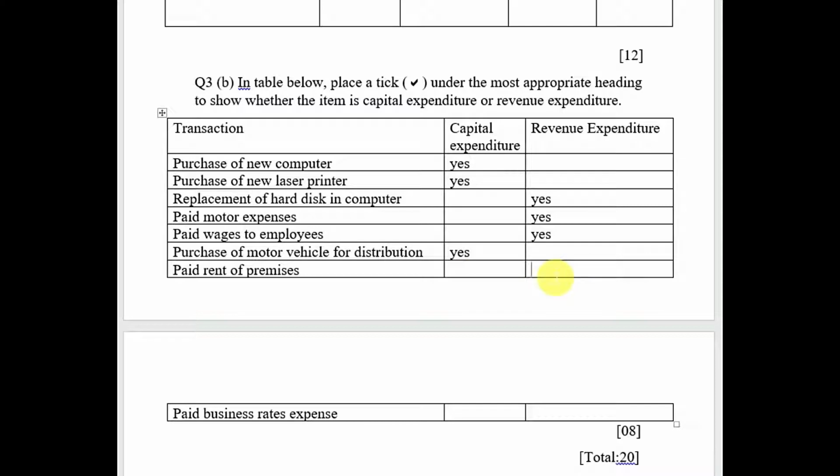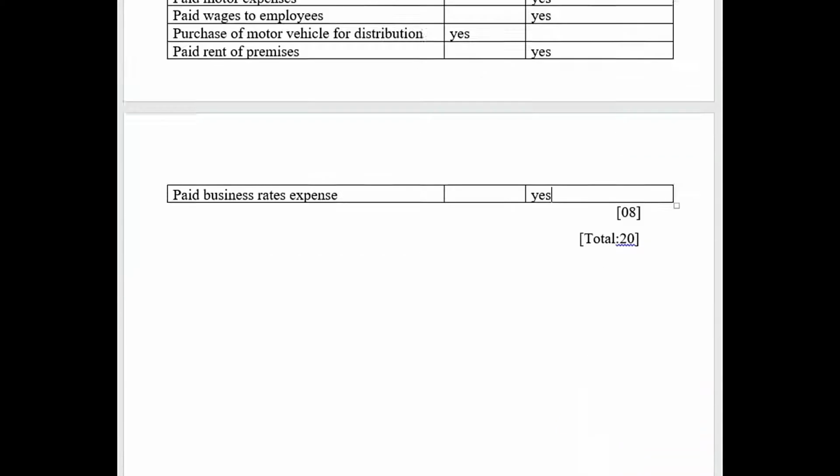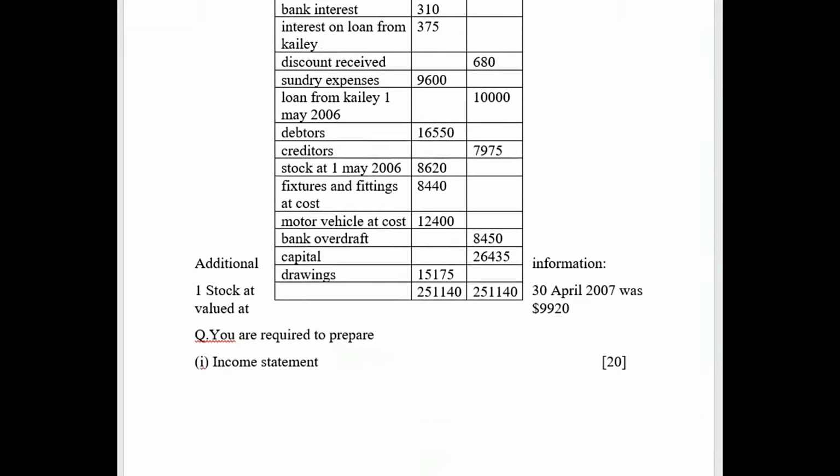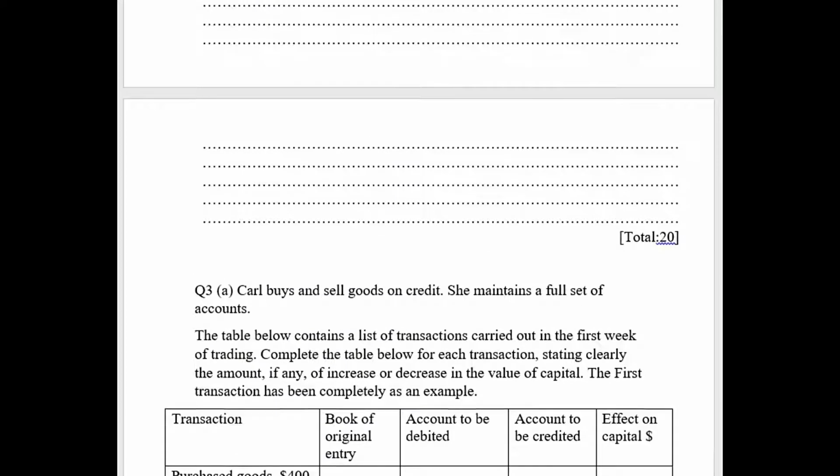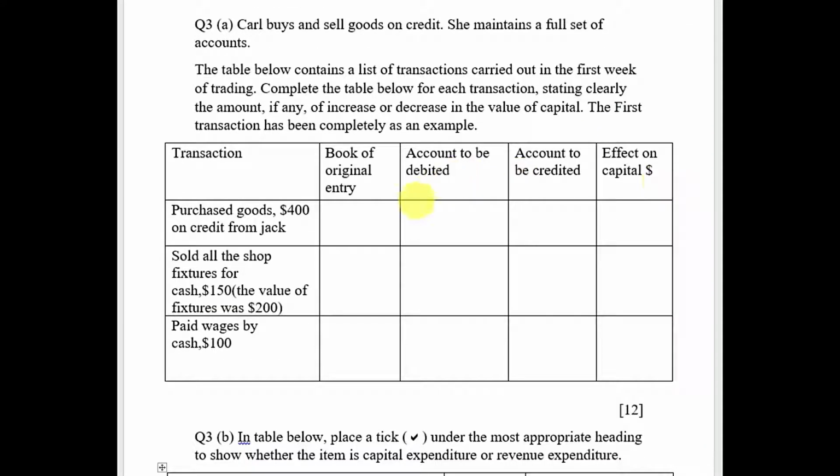Paid rent of premises, we will be paying rent again and again, so that is revenue expenditure. Paid rent business rates, so that's why it is recurring, and we will write down revenue expenditure. So in the end we have a question of this revenue receipt. We don't have any column for revenue receipt, so let's solve this again.